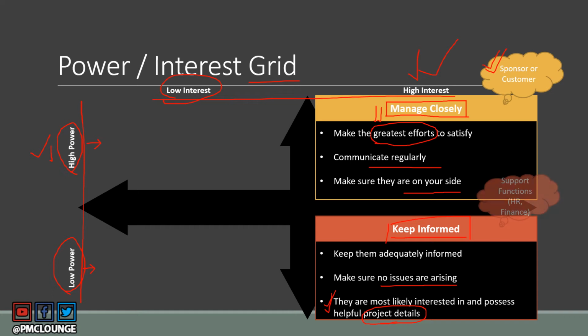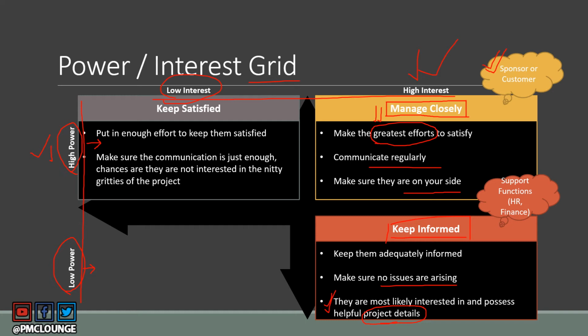Can you think of such stakeholders? Examples could be support functions, HR, finance. They are really interested in your project, but they don't exert any specific power on your project because they are from different functions, right? So if you're working in a matrix organization, this could also include people that are actually working on your project, right? So they have high interest on your project, but they are the coders, testers. They do not have enough power to influence the project.